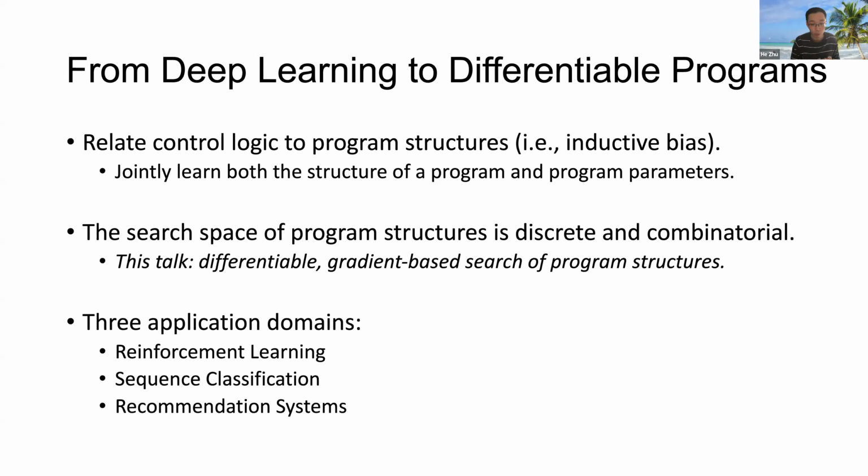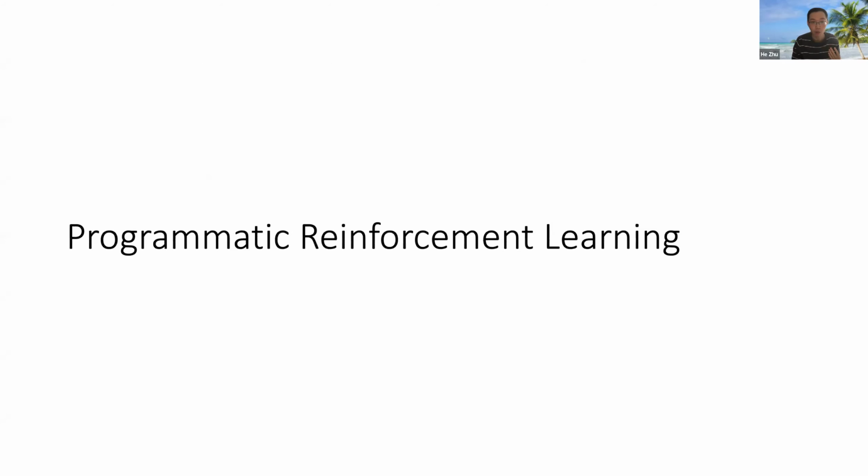Okay, and I will use 3 concrete examples from 3 application domains: reinforcement learning, sequence classification, and recommendation systems to show how we can synthesize differentiable programs to achieve both interpretability and high performance. So then, coming to the first example, about how we can synthesize differentiable programs for reinforcement learning. If you have any questions about my talk, please feel free to ask in between.